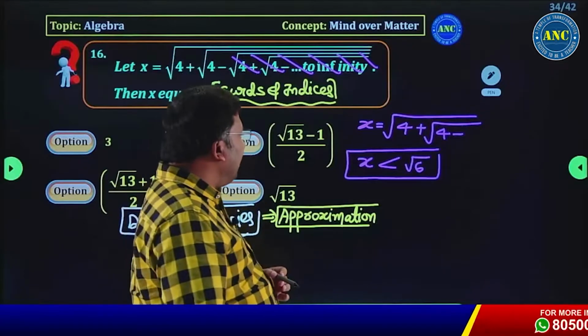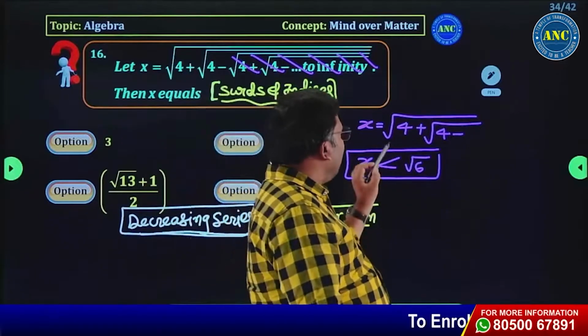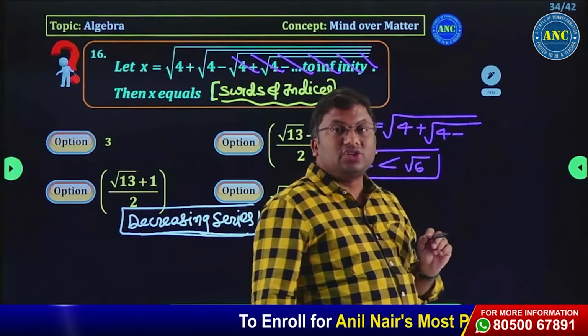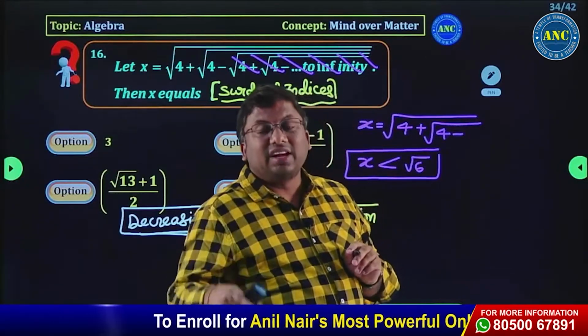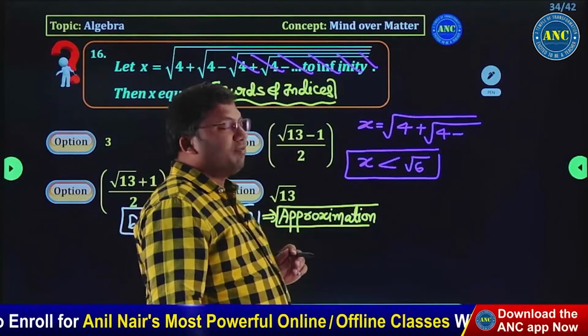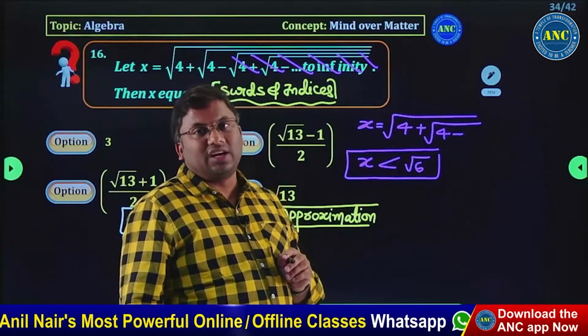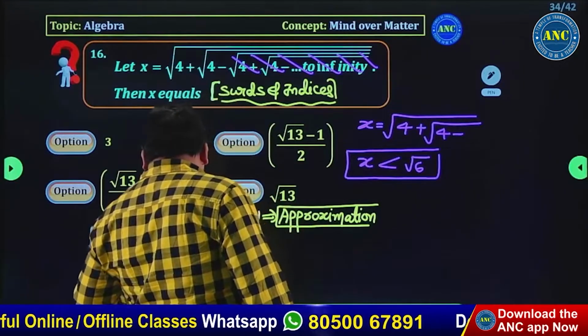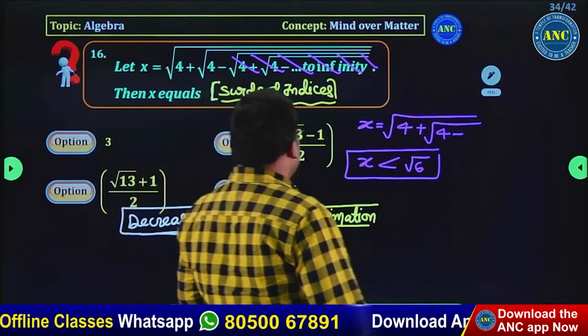I hope the idea is very much clear. 4 plus 4 minus. Under root of 4 is 2. With 4 minus, the value is decreasing, so less than 2 plus 4. X will be less than root 6.